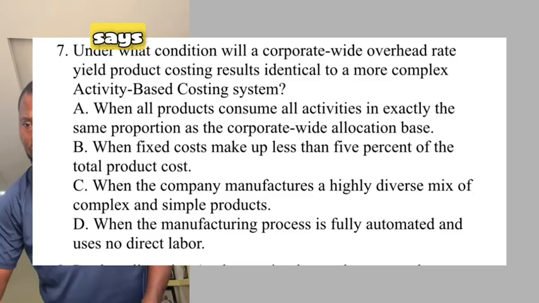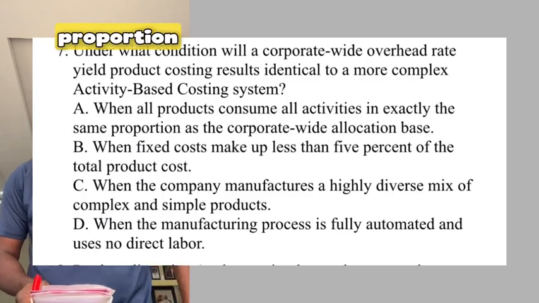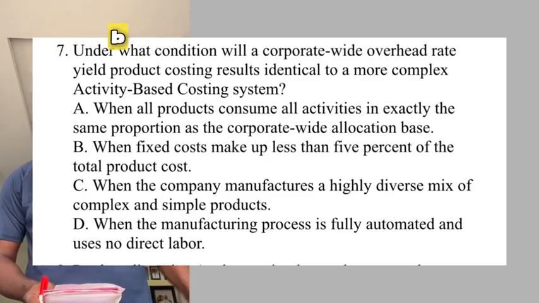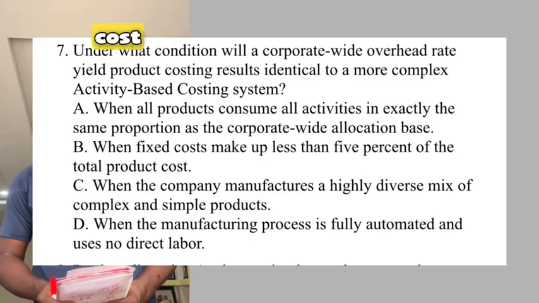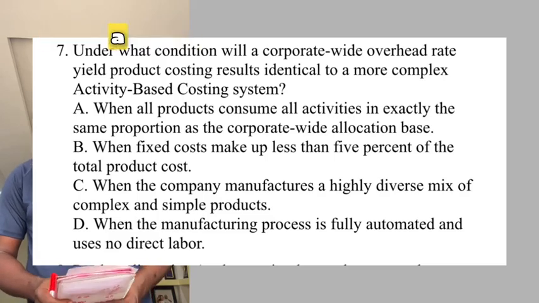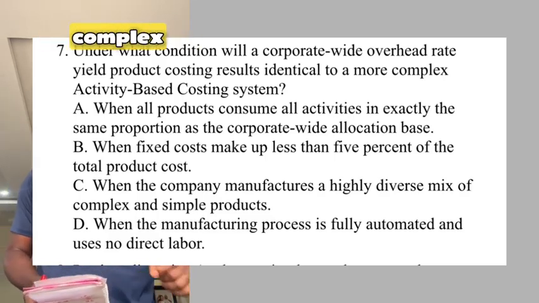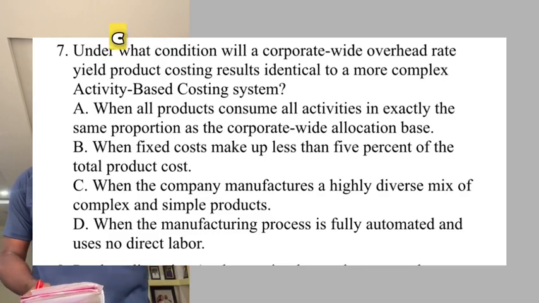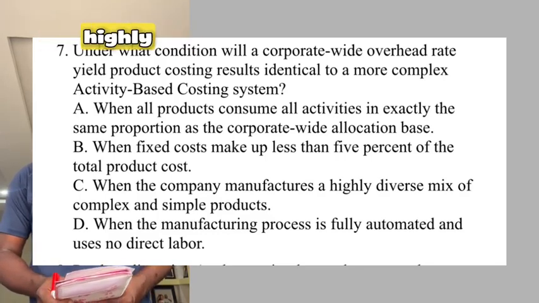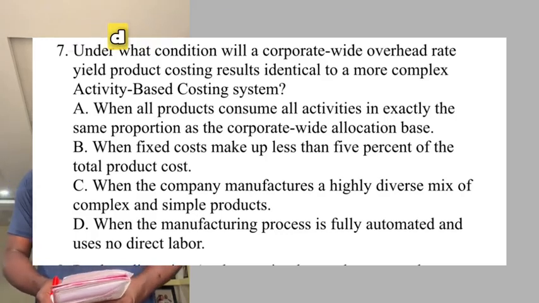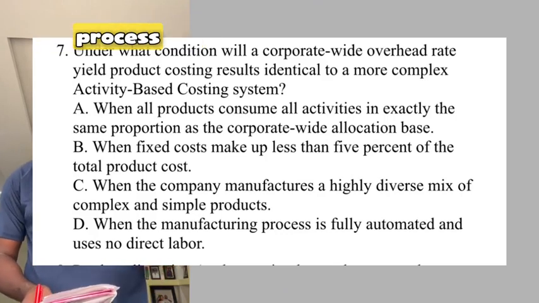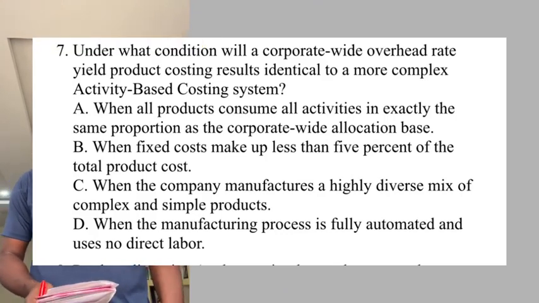A says when all products consume all activities in exactly the same proportion as the corporate-wide allocation base. B, when fixed costs make up less than 5% of the total product cost. C, when the company manufactures a highly diverse mix of complex and simple products. And D, when the manufacturing process is fully automated and uses no direct labor. Which is the correct answer?